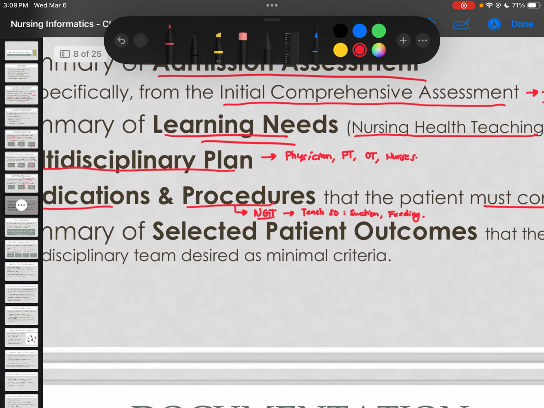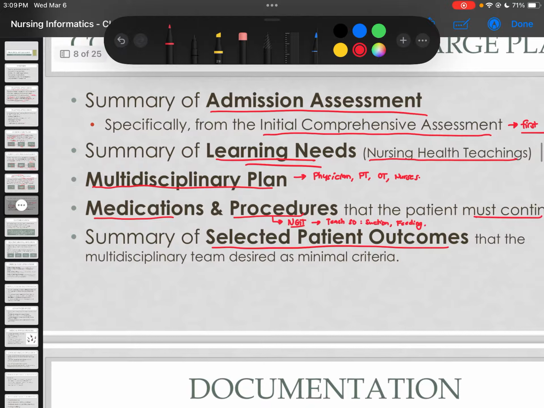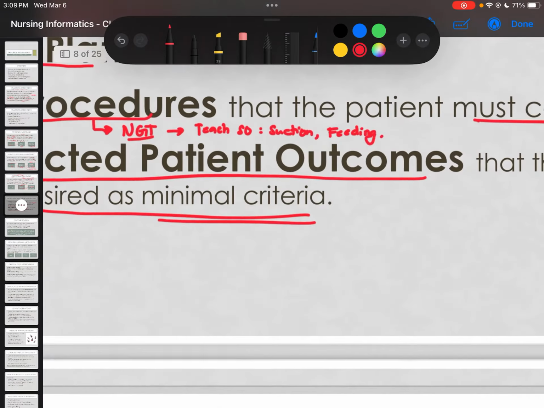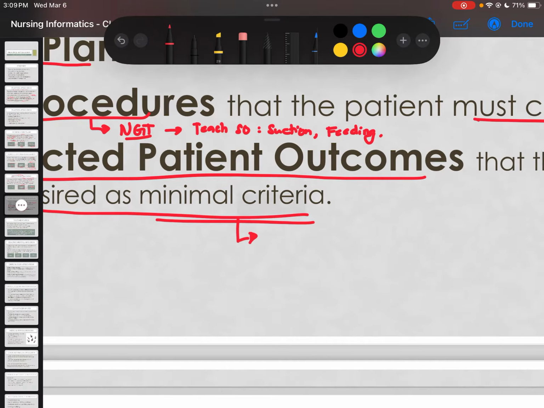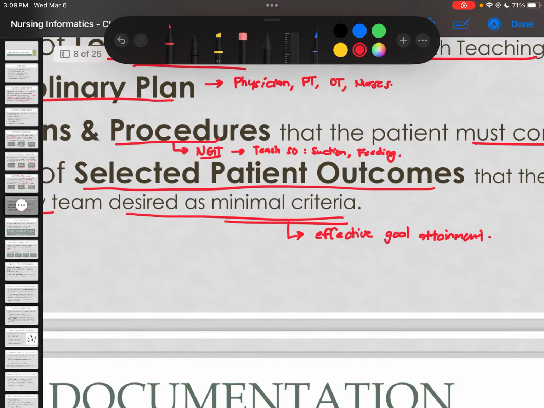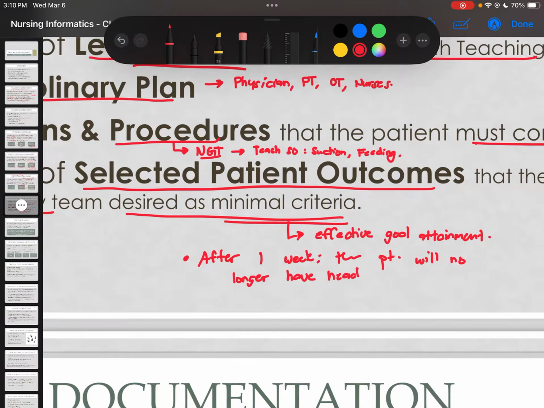And lastly is a summary of selected patient outcomes that the multidisciplinary team desired as the minimal criteria for effective healthcare. Okay? Minimal criteria for effective goal attainment. Okay? Like for example, class, selected patient outcome is after 1 week, the patient will no longer have headaches. Kanang mga attainable, di ba?